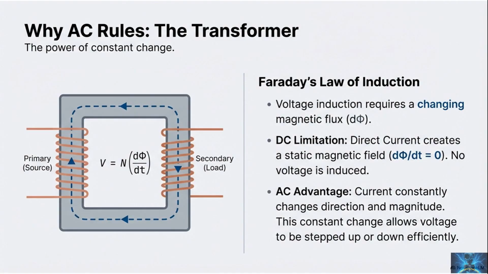Here's the superpower. Transformers only work when the magnetic field is changing. A steady direct current produces a mostly steady magnetic field, which does not continuously induce voltage in the secondary coil. Alternating current naturally creates a changing magnetic field, which makes voltage induction easy and efficient. And that means we can step voltage up for transmission and step it down for safe use. Quick historical note: this is a big reason AC became dominant for power distribution. Once transformers entered the game, long-distance transmission became dramatically more practical.